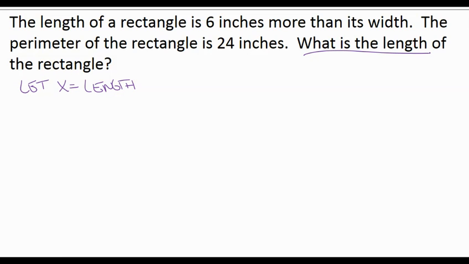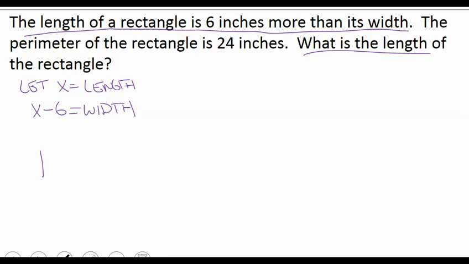So x is the length, but I also need to know the width, right? There's a length and a width to a rectangle. If I go back, I was told the length of a rectangle is 6 inches more than its width. So if x is the length, how do I show the width? The width is less than the length, so I'd have to take the length and subtract 6. It's 6 less, so I do x minus 6. Now I've defined the length and the width.